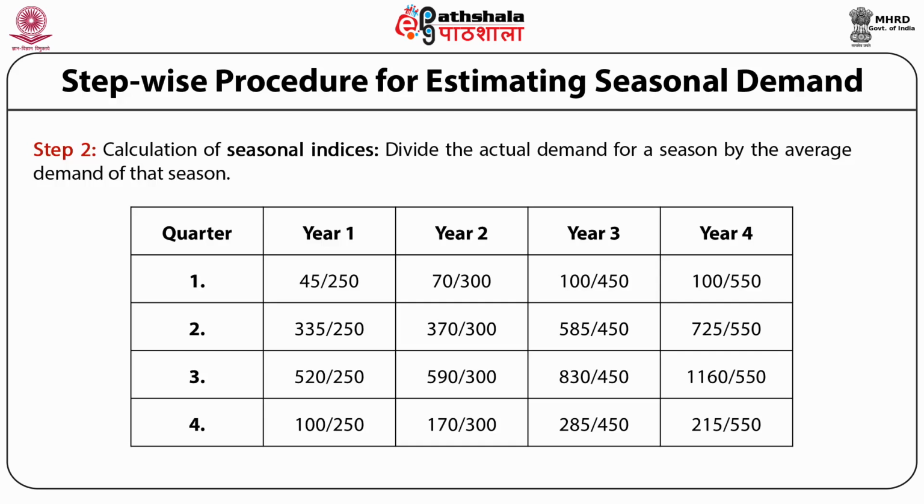For year 1 and third quarter, the actual demand is 520 units and average demand for that season is 250. So the seasonal index for that quarter would be 520 divided by 250. Lastly, for year 1 and quarter 4, the actual demand is 200 units and average demand for that season is 250, giving us a seasonal index of 100 divided by 250. This is being done for each time period for each quarter.